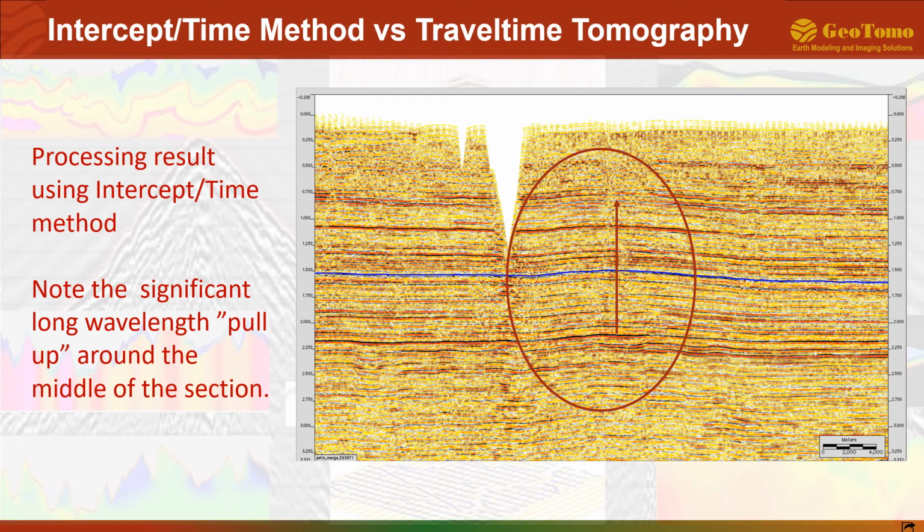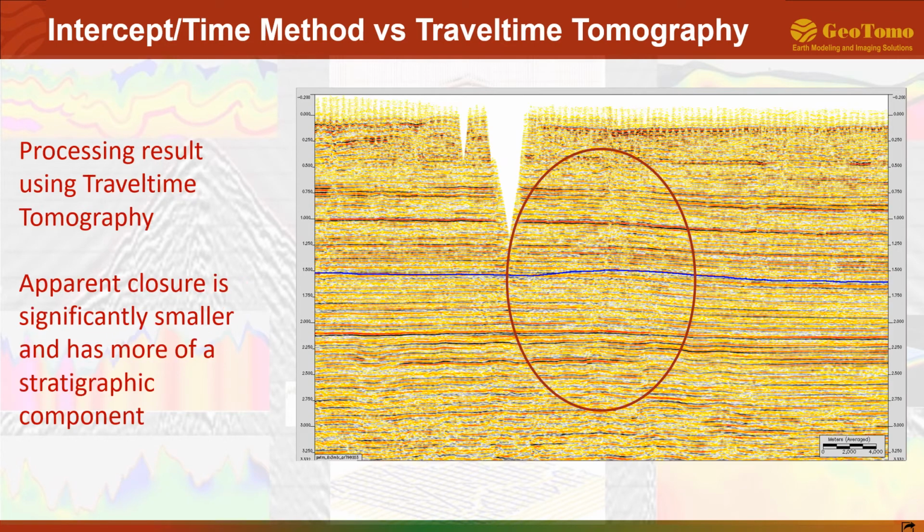Here is the processing result using the Intercept time method. Note the significant long wavelength pull-up in the middle of the section, showing several stacked anticlinal closures. Now, isochron mapping between interpreted horizons showed little upward thinning of these time closures, raising doubts as to their real existence in the depth domain. So further investigation was undertaken to determine whether these time closures could be caused by unresolved near-surface problems.